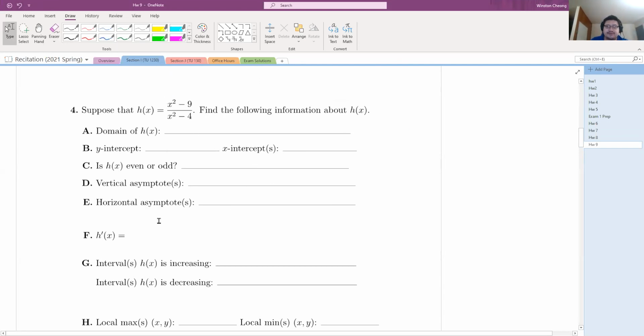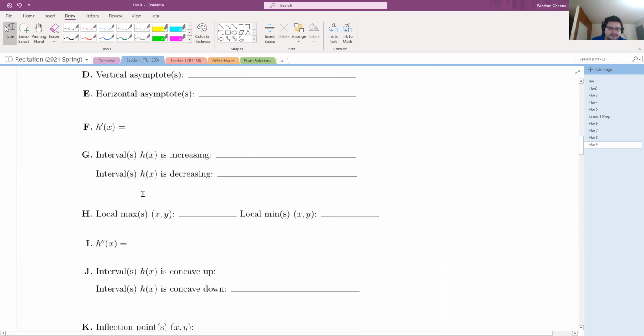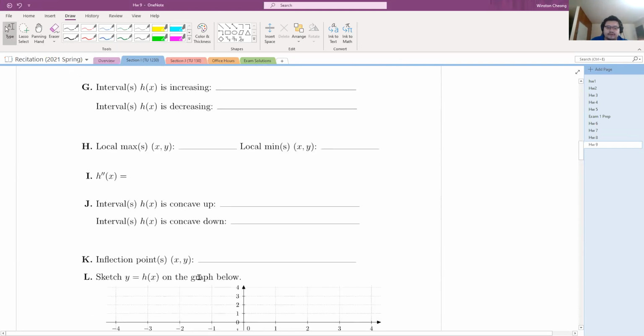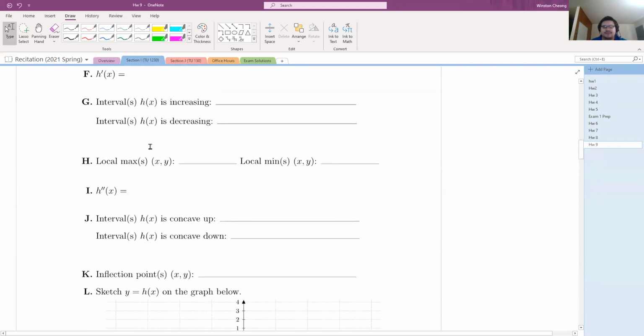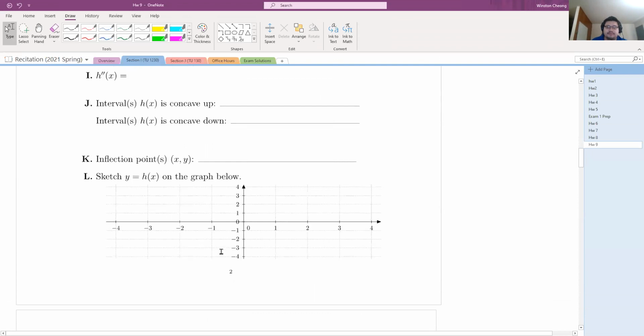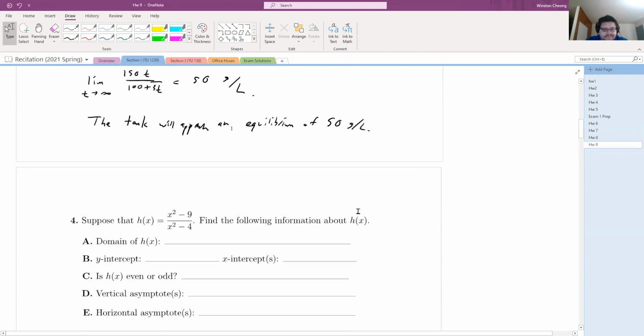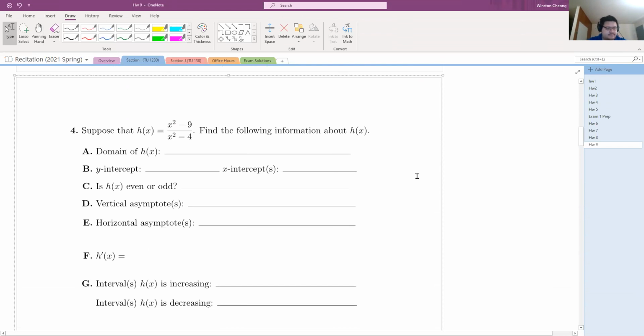Domain, intercepts, horizontal and vertical asymptotes, increasing and decreasing, concave up, concave down, inflection points, local min, local max, right? Get as much data as we can about the function. Also, we can then graph it. All right, so let's go ahead and do this.